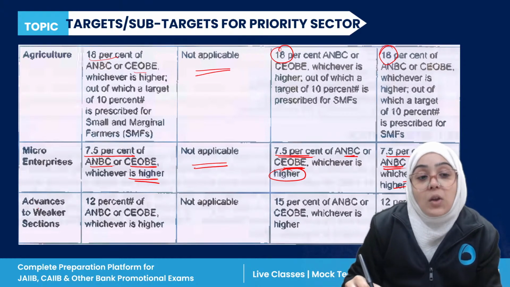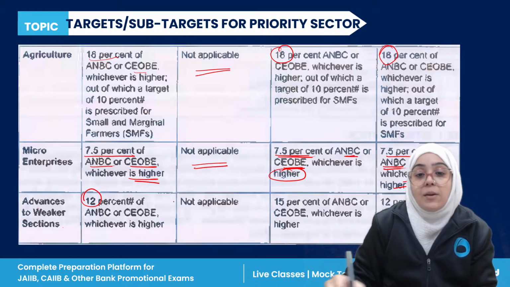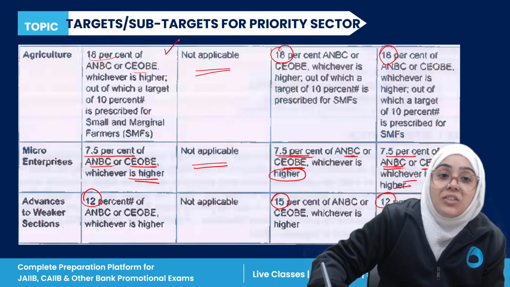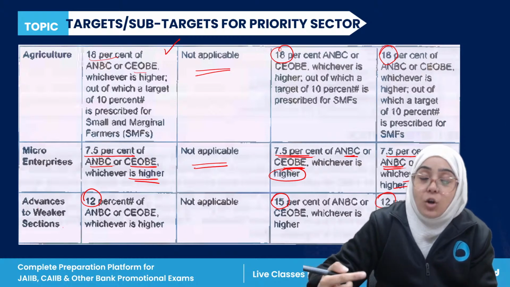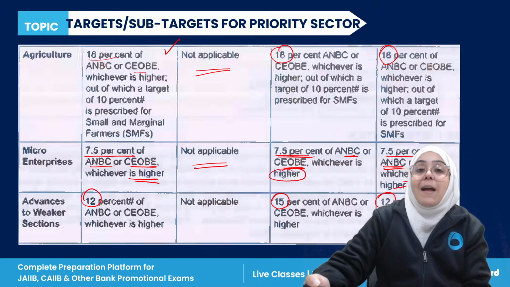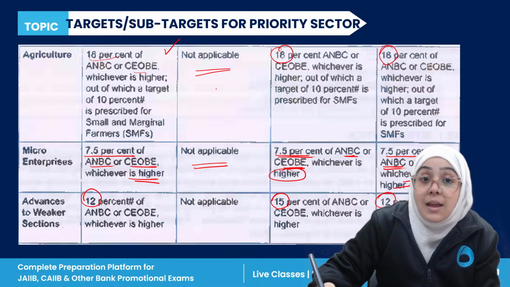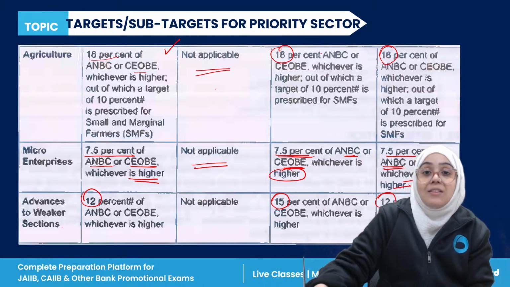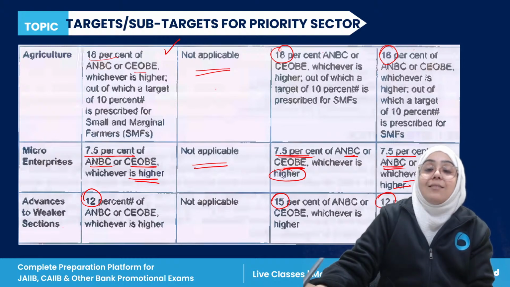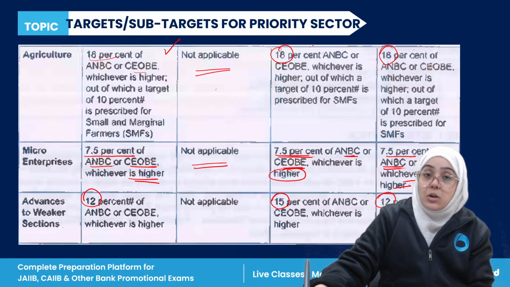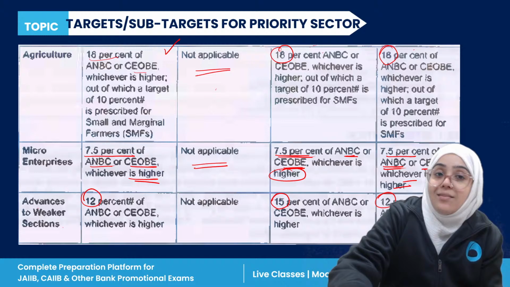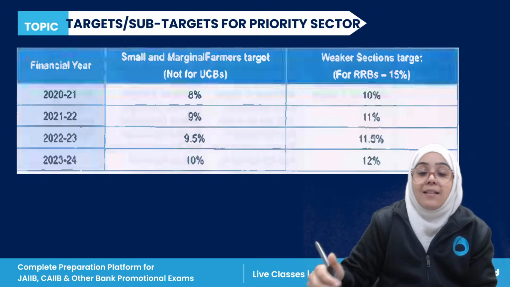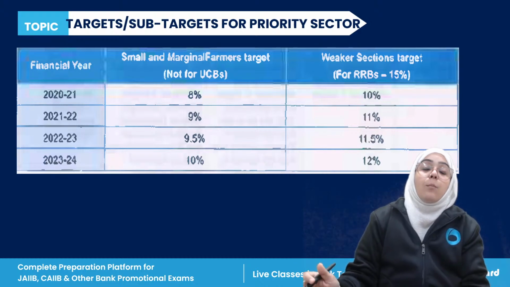Now next, if we talk about advances to the weaker section, here it is 12%, here it is 15%, and here it is 12%. It is for all commercial banks and for all those foreign banks who have more than 20 branches. Here, all the foreign banks who have less than 20 branches. This is for small finance banks, and this is for regional rural banks, and this is for small finance banks. Clear?